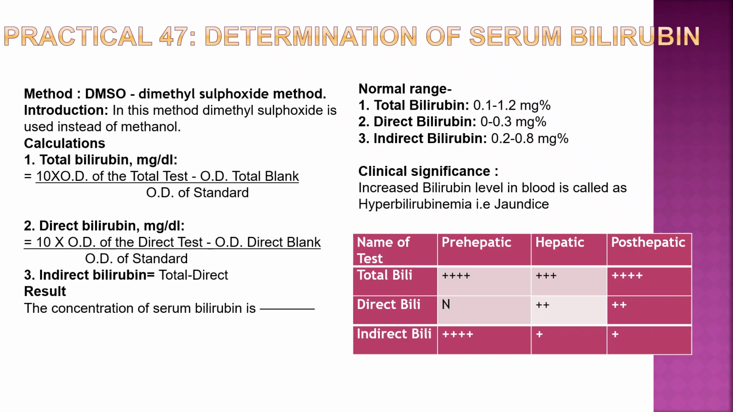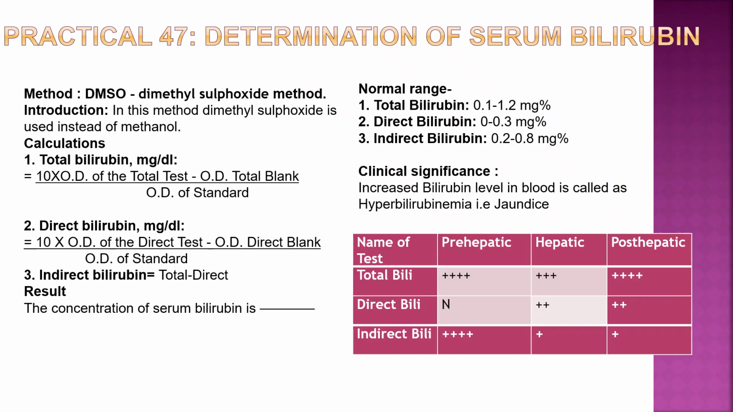Determination of serum bilirubin. The method is DMSO, that is dimethyl sulfoxide method. First we do total bilirubin estimation, then direct bilirubin estimation, and then indirect bilirubin is calculated: total minus direct is equal to indirect. The normal range of total bilirubin is 0.1 to 1.2 milligram percent. Direct bilirubin is 0 to 0.3 milligram percent. Indirect bilirubin is 0.2 to 0.8 milligram percent. Increased bilirubin level is seen in hyperbilirubinemia, that is jaundice.